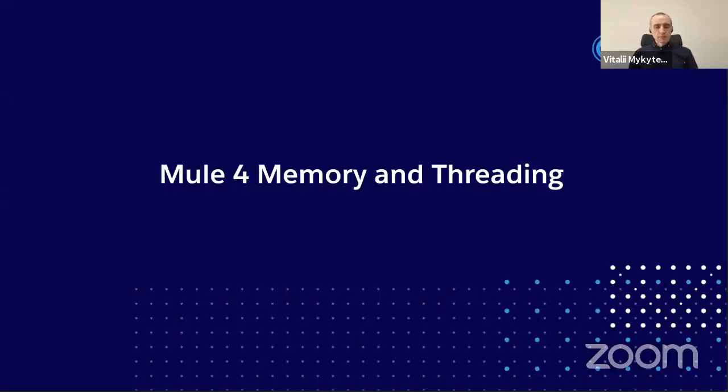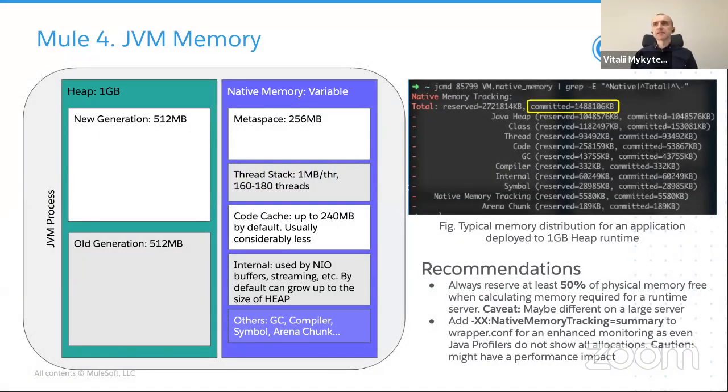Okay, what's next? Let's talk about Mule4 memory and threading. First of all, let's discuss how JVM memory is distributed. Many people, when they talk about Java memory, usually talk about Heap. On the left side of this presentation slide, you may find the typical JVM memory distribution. As it appears, the JVM memory is not only a part of the heap, but let's go one by one.